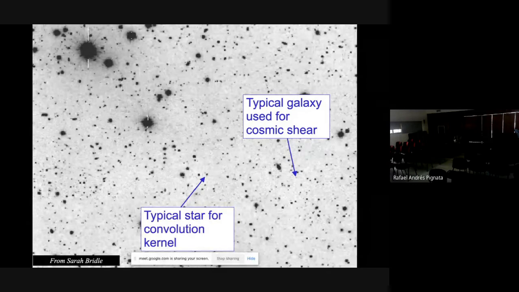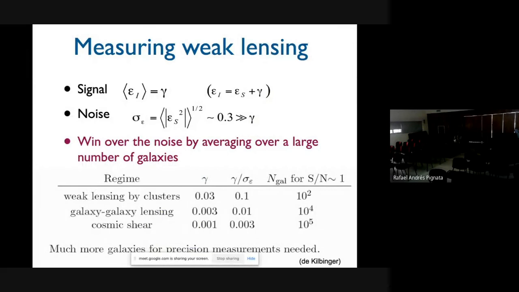So let's go back again to the problem of the noise. The signal is the mean of the ellipticities of a set of galaxies. But as I was mentioning before, you have the uncertainty in this mean. And this uncertainty in the mean is the root mean squared value of the intrinsic ellipticity for each galaxy. So this is large, maybe like 0.3, right? Whereas gamma can be very small. So in the scale of galaxy clusters, for example, this gamma is of the order of 0.03. For galaxy-galaxy lensing, 0.003. And for cosmic shear, it's 10 to the minus 2, minus 3.